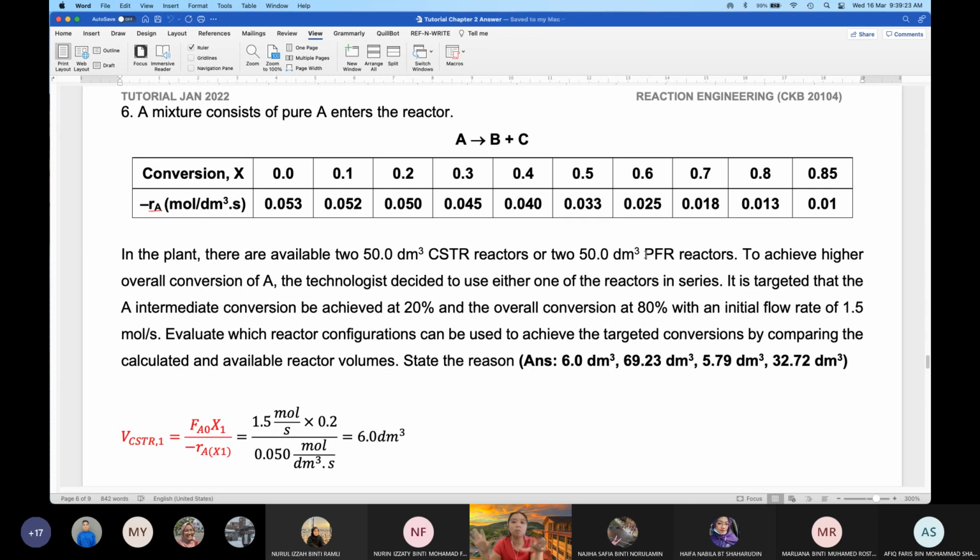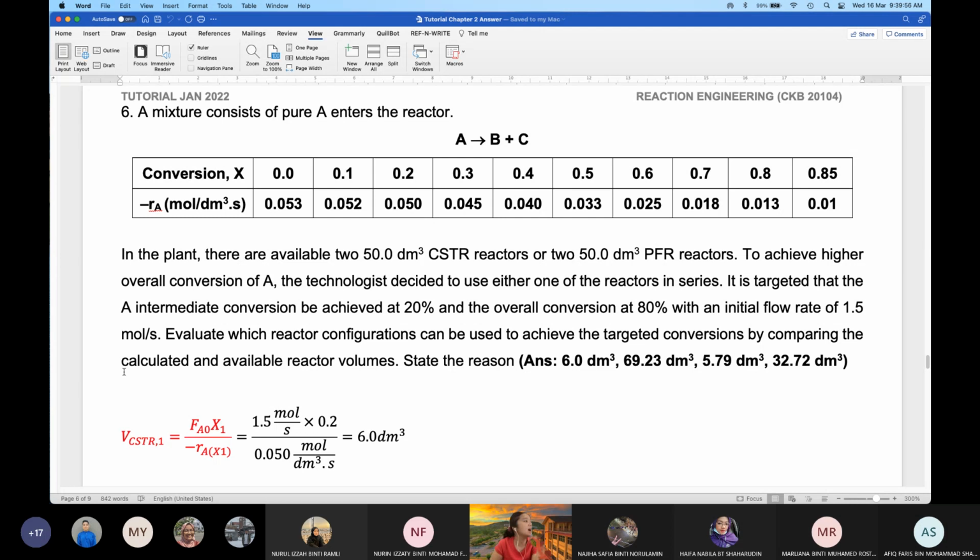Okay, so imagine in your plant, you have two types of reactor. You have CSTR, of which you have two CSTR with a volume of 50 dm³. When you see dm³, the dimension is volume, so you know it is the volume of your reactor. So you have two CSTR, each 50 dm³, and you have two PFR, each also 50 dm³ in volume. So basically you have 4 reactors: 2 CSTR, 2 PFR, and all 4 reactors have a volume of 50 dm³.